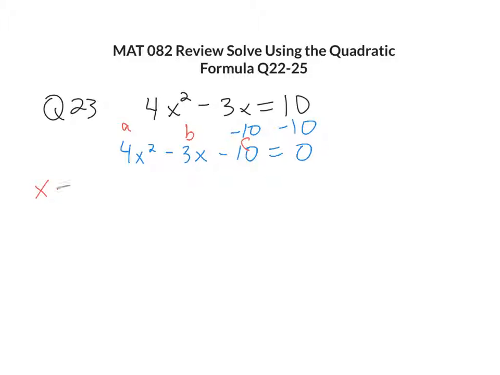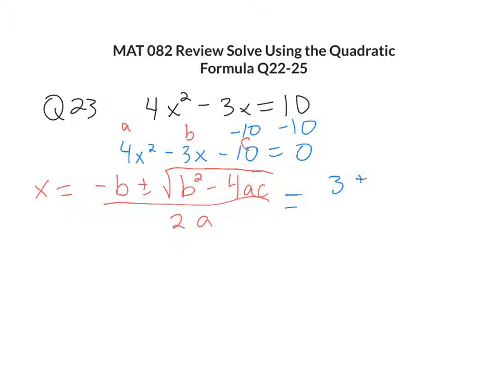So again, I'm going to write out that quadratic formula, negative b plus or minus square root of b squared minus 4ac all over 2a. I'm going to go ahead and replace the numbers in the formula. So negative b, well, b is negative 3. So when I have negative 3, that's going to give me a positive 3 plus or minus b squared. I'm going to go ahead and square it right now.